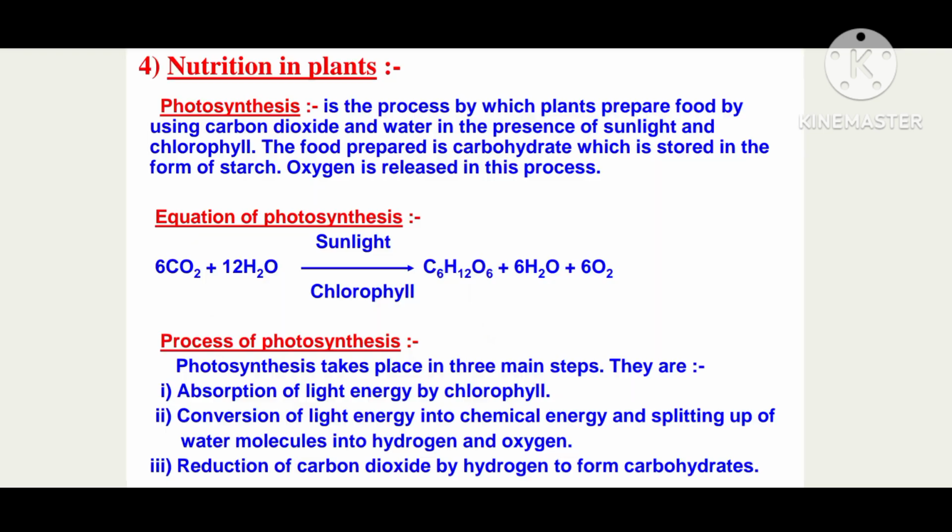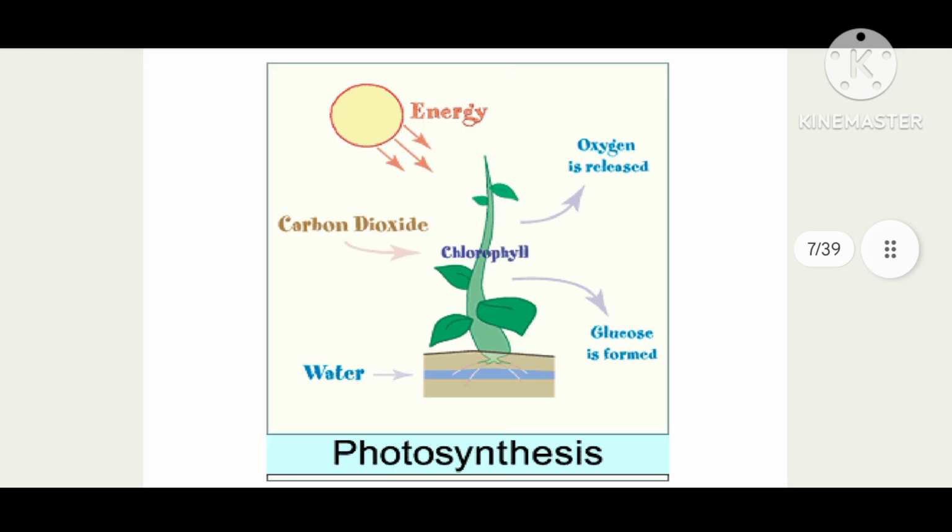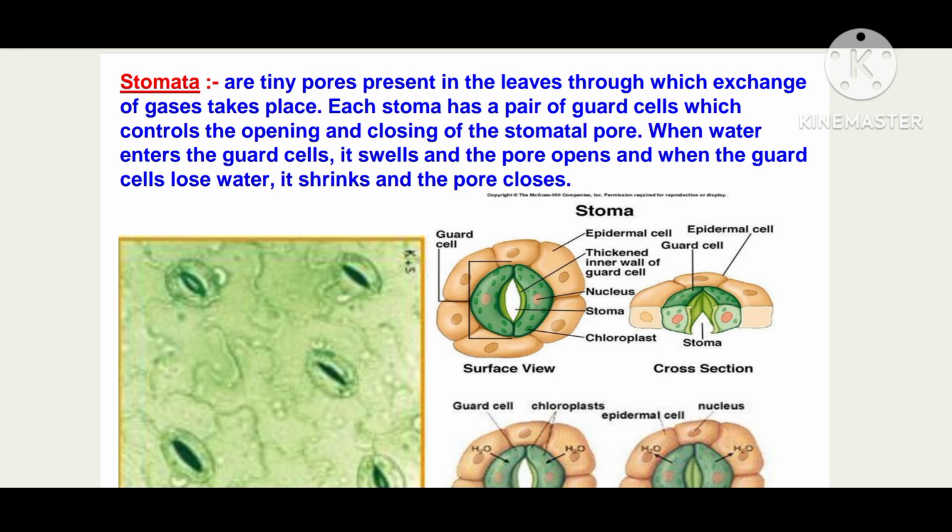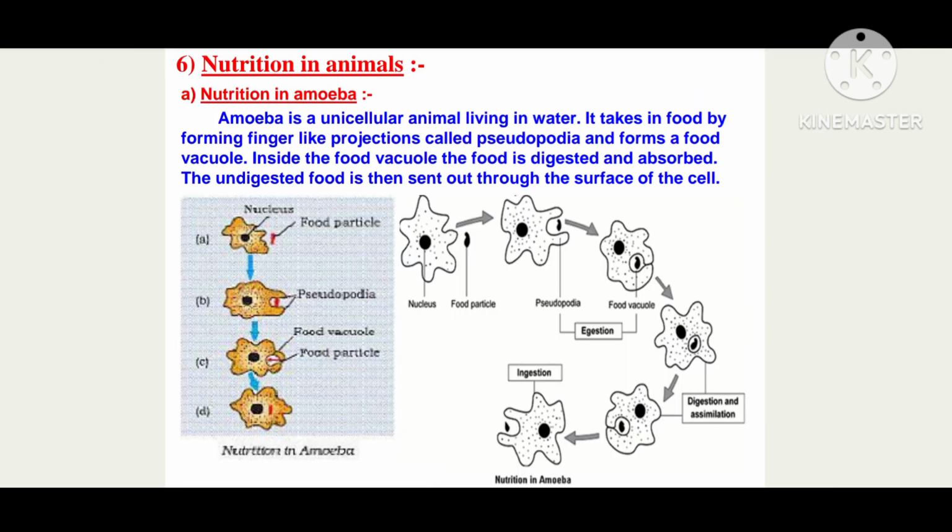In today's session, we learnt about nutrition in plants, photosynthesis and the process of photosynthesis, how photosynthesis takes place by gaining the energy, the structure of the stomata, how it works, the working of the guard cells, and nutrition in animals and nutrition in amoeba. I hope you all understood today's session.